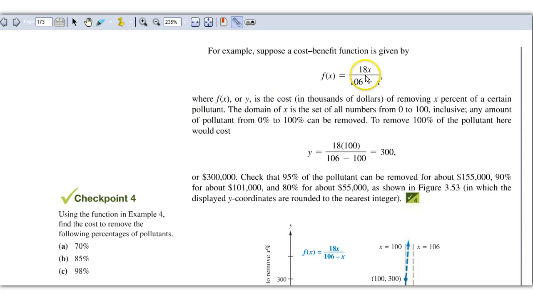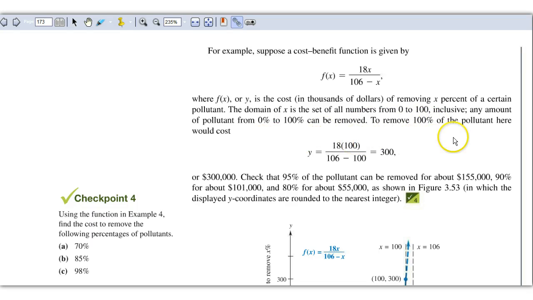And what would the domain be? Well, it would be in the first quadrant, and it would go in a sense from 0 to 100, which would be 0% to 100% that can be removed.